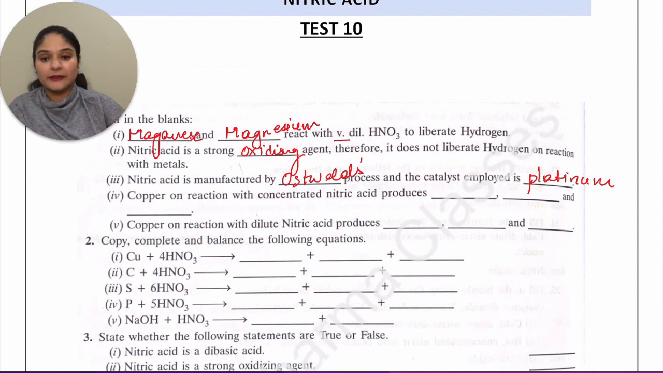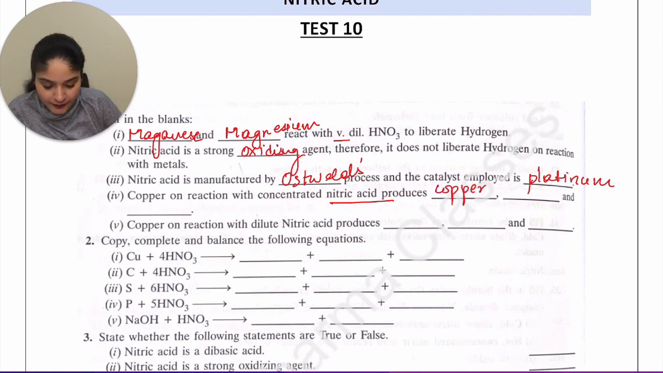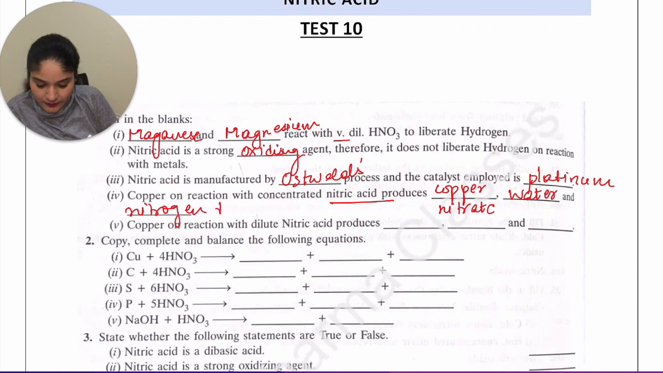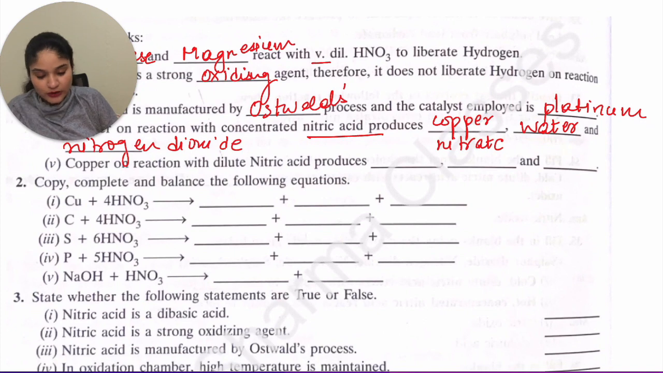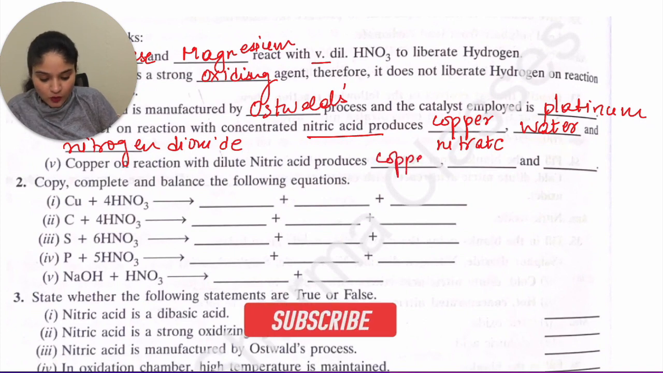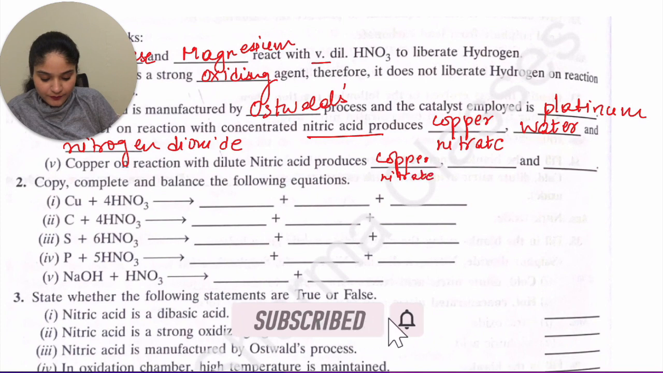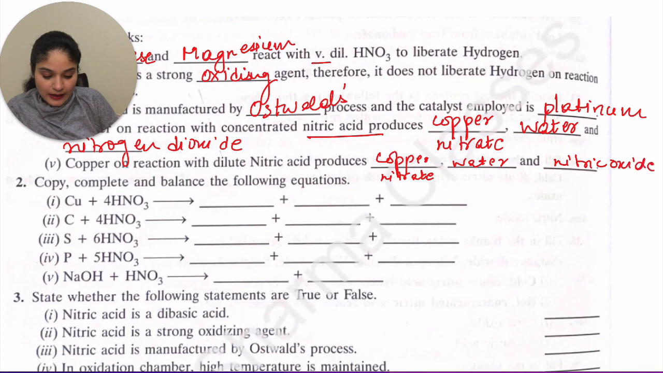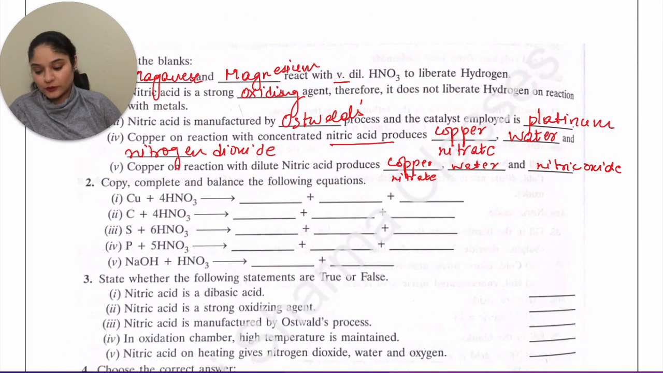The next question is based upon dilute nitric acid. So I'm going to write both of the answers for you. The first one is copper on reaction with concentrated nitric acid will give you copper nitrate, water and nitrogen dioxide. And for the next one, copper on reaction with dilute nitric acid produces copper nitrate, water and nitric oxide. Okay, I hope that much is clear. Let's move on to the next question.